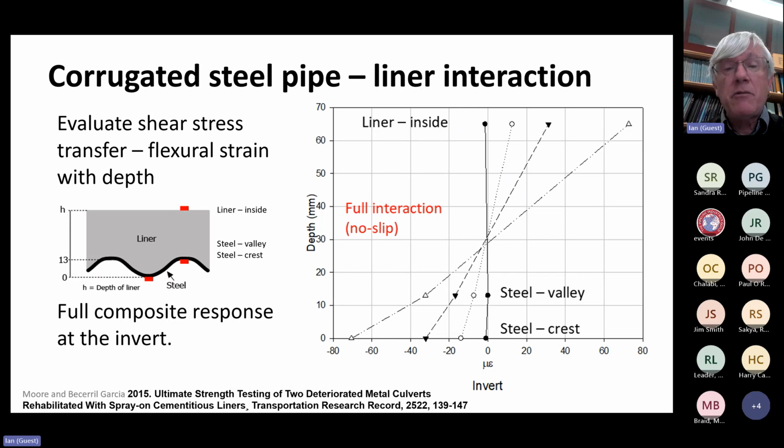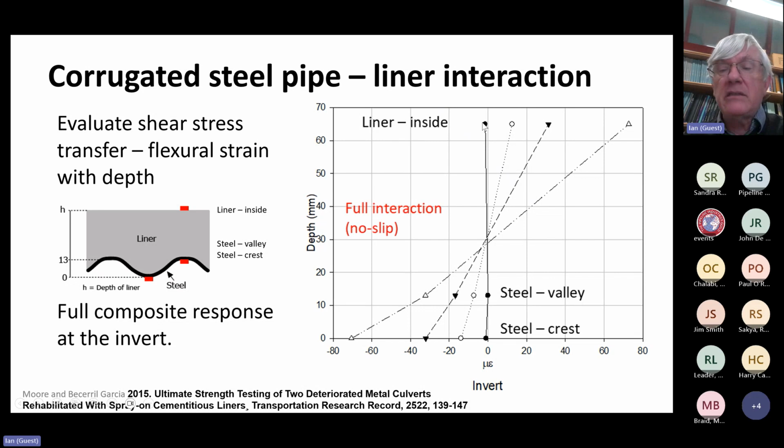During those experiments, we were able to take measurements of strain, circumferential strain, at the valley and the crest of the corrugation at these two locations over here, and also on the inside of the liner. And then we were able to plot through the thickness of that section, or through the depth of the section in this vertical direction here, how circumferential strain varies through the thickness. So strain measurements at the crest and the valley of the steel and on the inside of the liner.